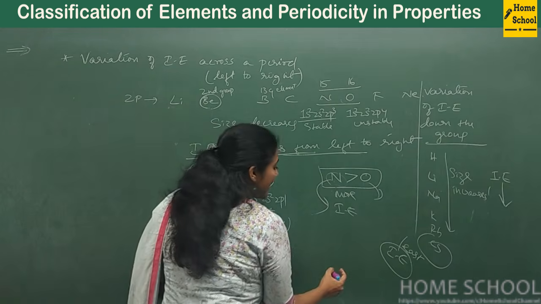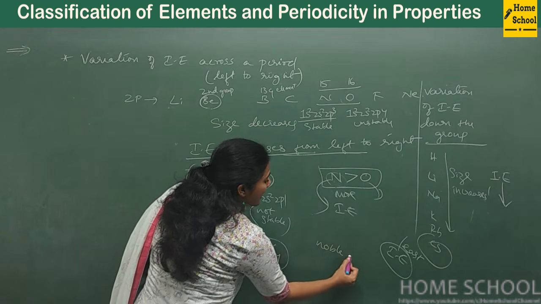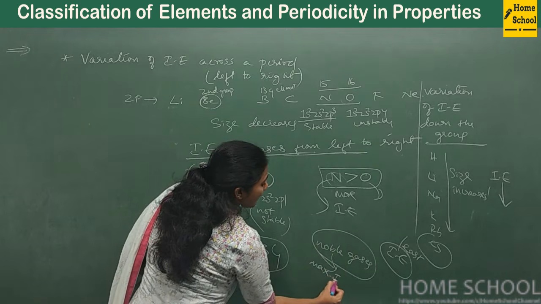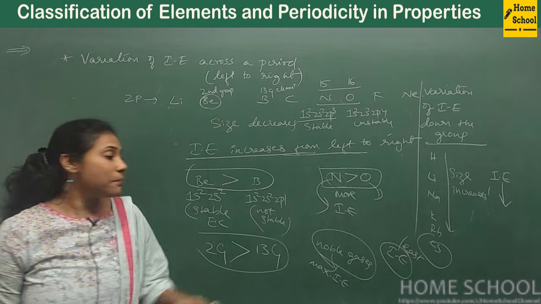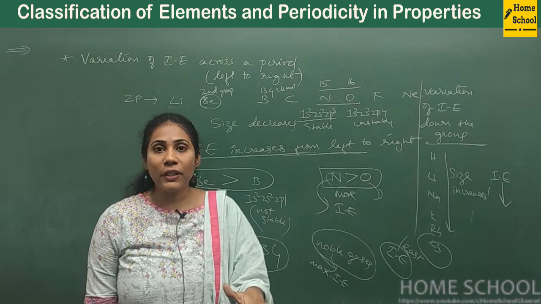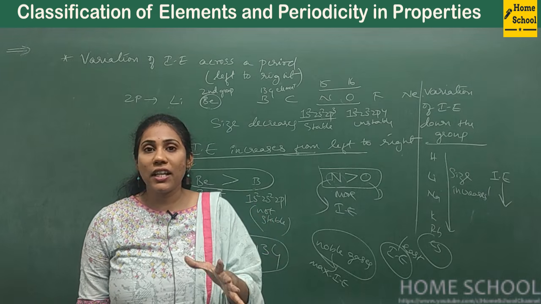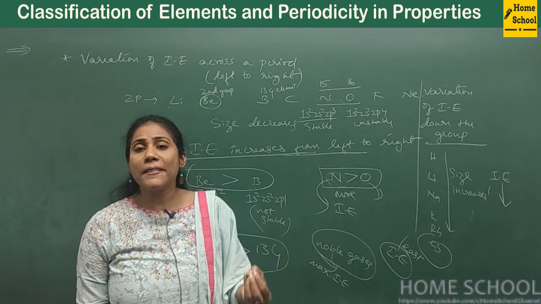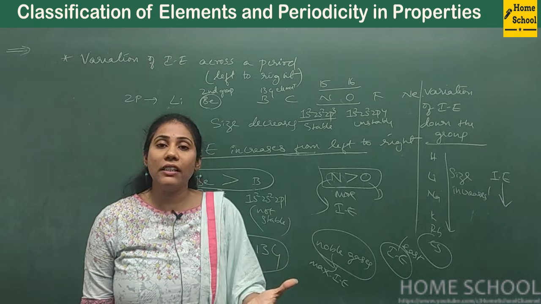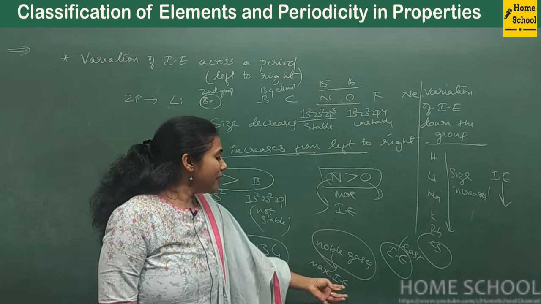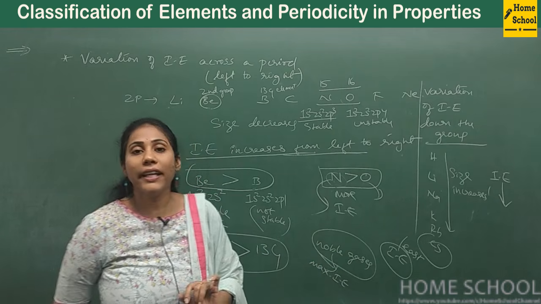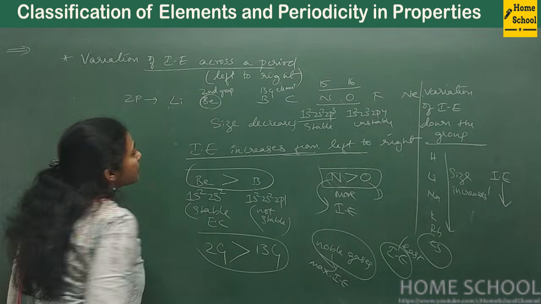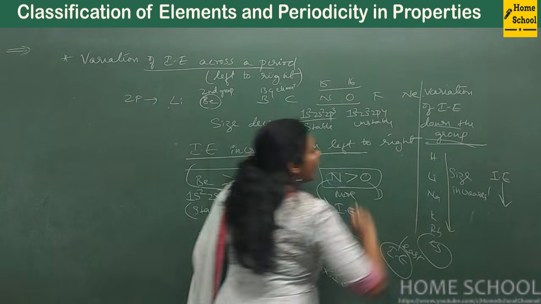And what about our noble gases? Usually noble gases have maximum ionization energy. You will observe maximum ionization energy with noble gases because they are all very stable. They have 8 electrons in the last shell and they don't want to lose electrons. So if you want to remove an electron from a noble gas, it is very difficult. So you will observe maximum ionization energy for noble gases. This is how ionization energy varies across a period and down the group.